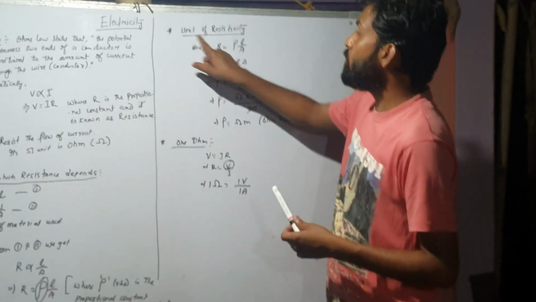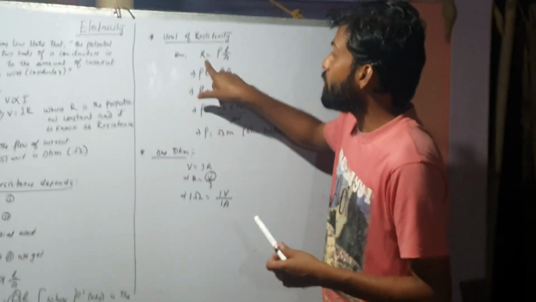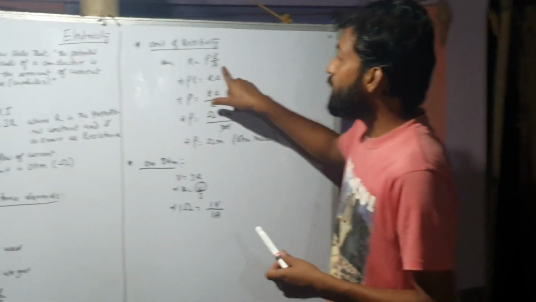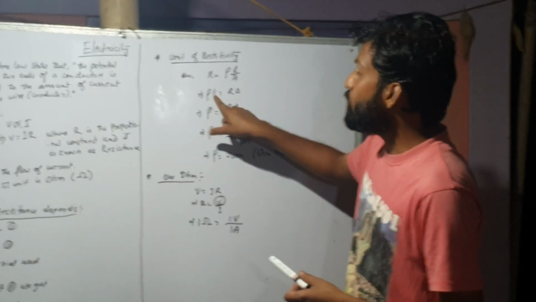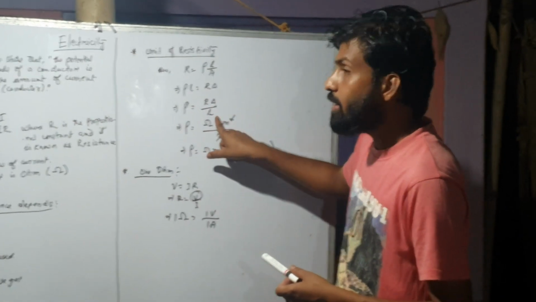You can come here, the SI unit of resistivity, that is your rho here. What is the formula we have? We got R equal to rho into L by A. So if I cross multiply, I'll get rho into L is equal to R into A. That is, rho is equal to R into A by L here.